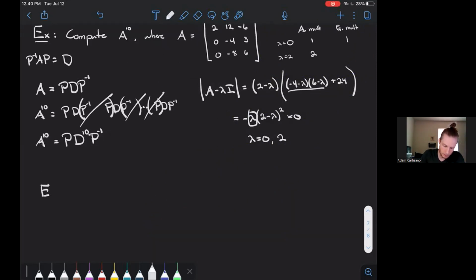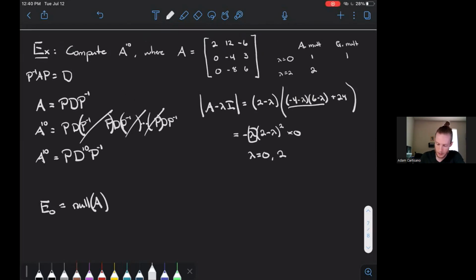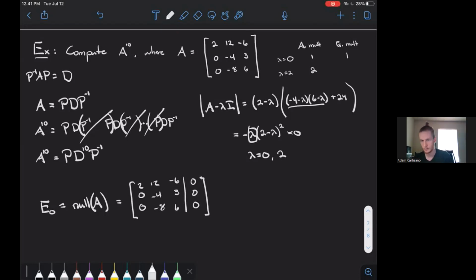Let's compute E0. We're going to need to anyway. E0 is the null space of A. Oh, sorry, it's the null space of A minus 0I. So A minus the 0 matrix, which is A, right? Null space of that. We'll do this one: 2, 0, 0, 12, -4, -8, -6, 3, 6. Augment with 0, 0, 0. And we're going to compute a basis for the null space.